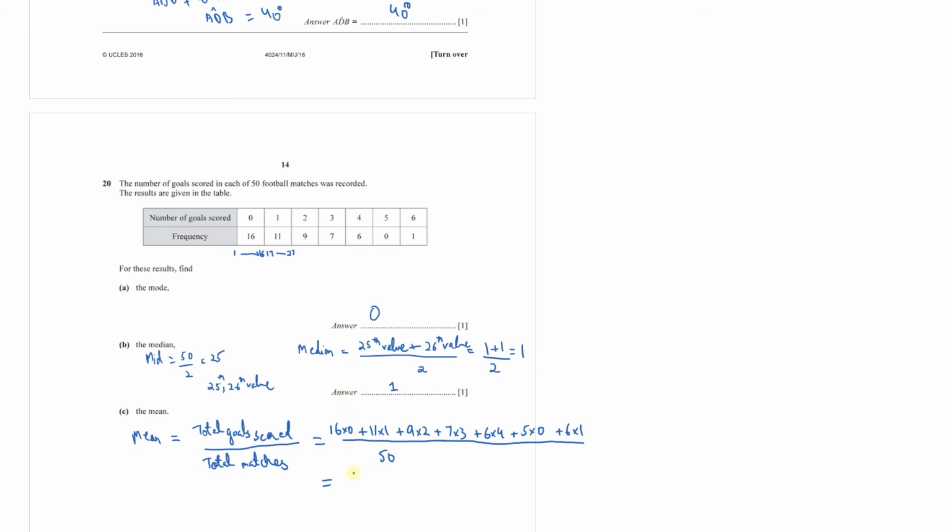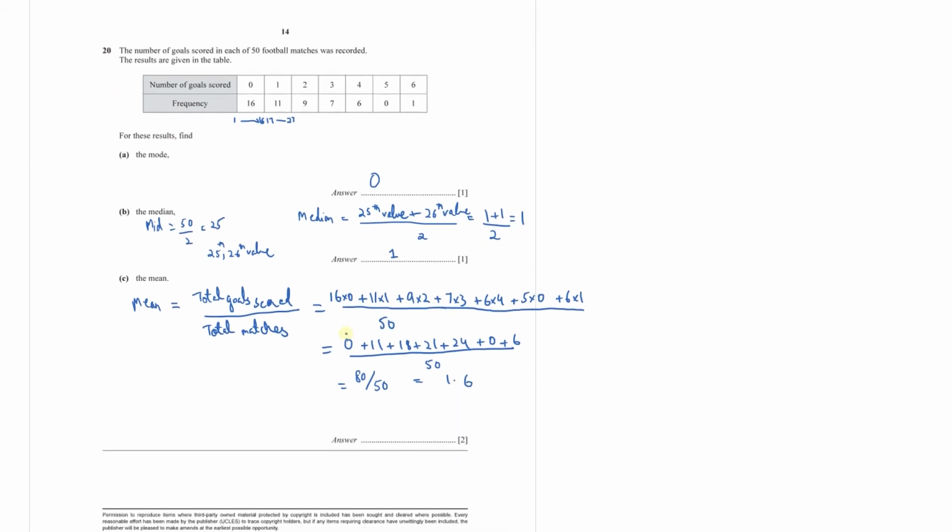columns. So your total value: 16 times 0 is 0, plus 11 plus 18 plus 21 plus 24. Again, 5 times 0 is 0, plus 6, divided by 50. So that will give you 80 divided by 50, which is 1.6. So your mean value would be 1.6 in this case. So we can actually write it here, 1.6.